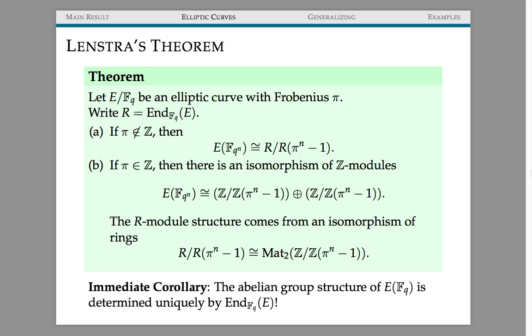And actually, as an immediate corollary, which is nice, this shows that the abelian group structure of this group of rational points is determined uniquely by the endomorphism ring. This is a nice perspective that is used for some computational number theory, such as the thesis of Cowell or the work of Galbraith and so on, thinking about elliptic curve isogeny volcanoes, and things of this kind.